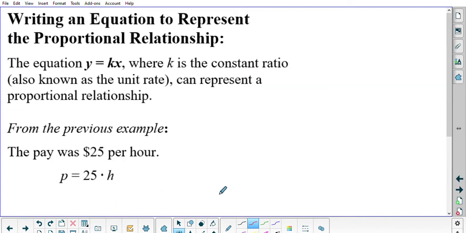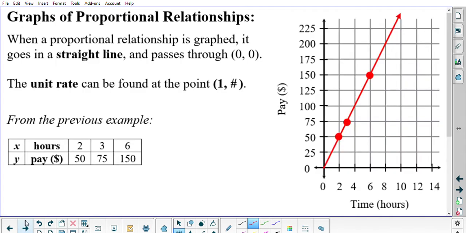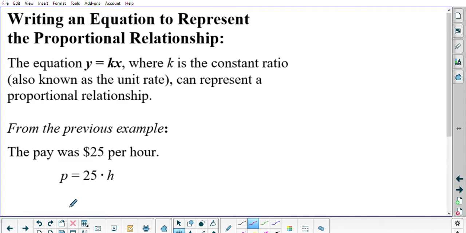Now, there are 2 very important things we can do with proportional relationships. We can write an equation to describe a proportional relationship, and we can also graph the proportional relationship. Let's first talk about the equation. The equation for a proportional relationship is going to be in the form of y equals kx. Now, what that really means is you're going to have a variable set equal to the unit rate, or also known as the constant ratio.